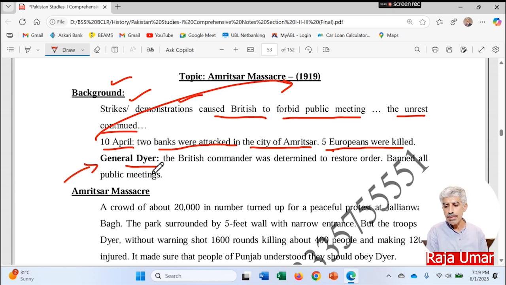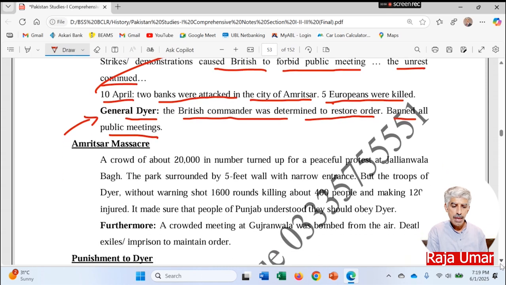General Dyer, the British commander at Amritsar, was determined to restore order, and banned all public meetings in the city of Amritsar, Indian Punjab.